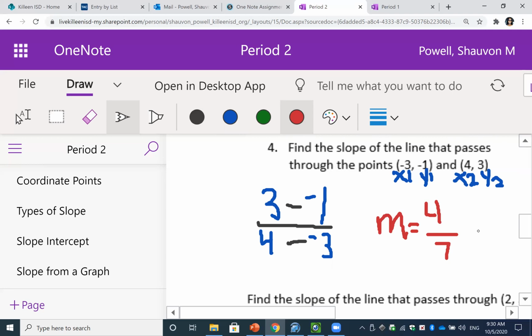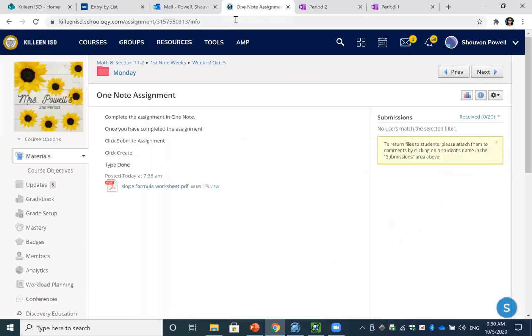So if you're doing this in your notebook, you would write number 4, write down the 2 points, label the points, set it up, solve. Same thing for every problem. Okay? The rest of the time is your time to work on this assignment. Once you're done, you're going to go back to Schoology, submit assignment, type in done, and that lets me know that I can go to your OneNote and check it. Okay? Don't type in done until you're actually done with the page.